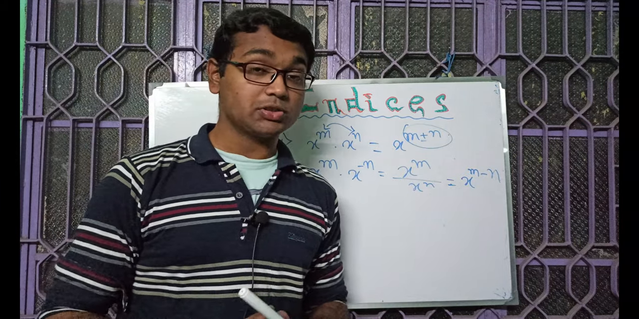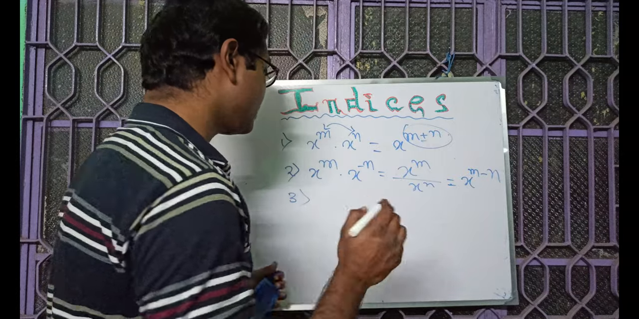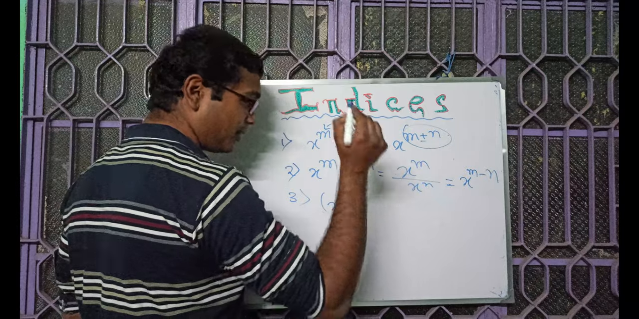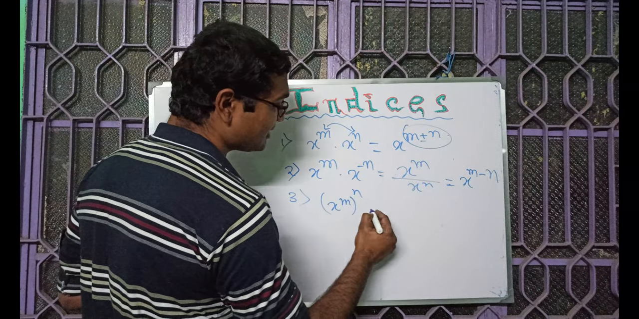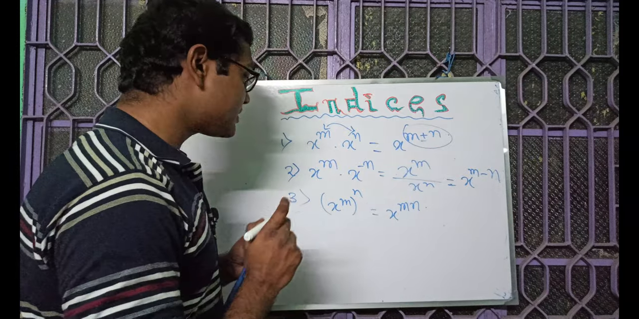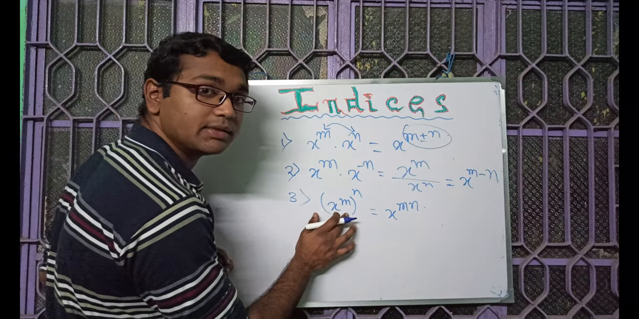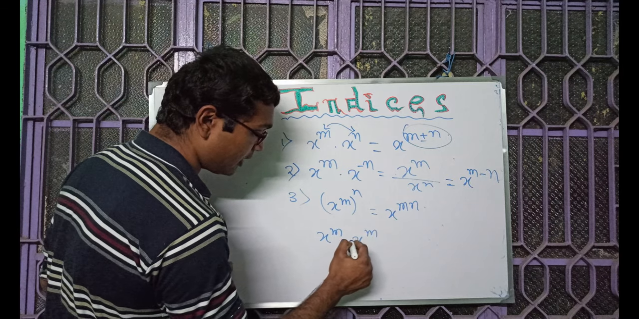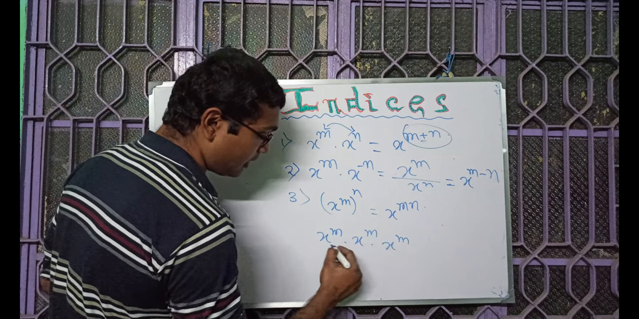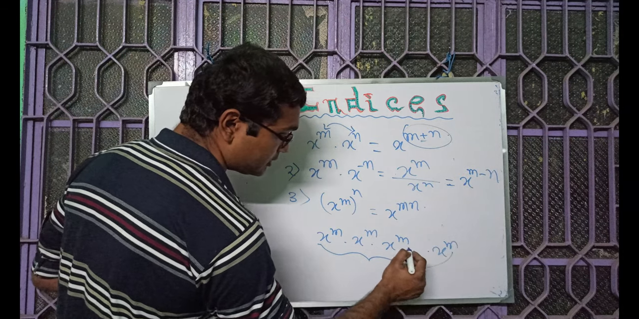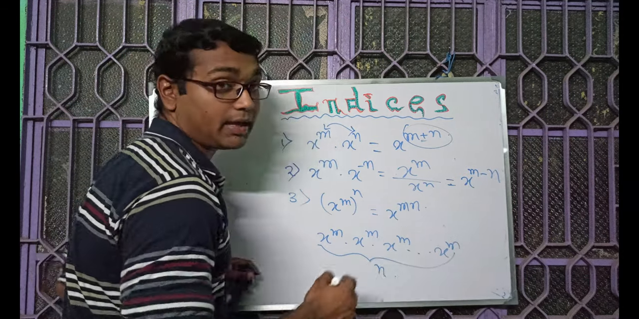Now when do they get multiplied? There should be one case also where they are getting multiplied. That thing is this one, x to the power m to the power n. In this case, they are going to be multiplied, because you guys can think in this way. What is happening in this case? Here, x to the power m into x to the power m into x to the power m. In this way, we are multiplying x to the power m exactly n times.